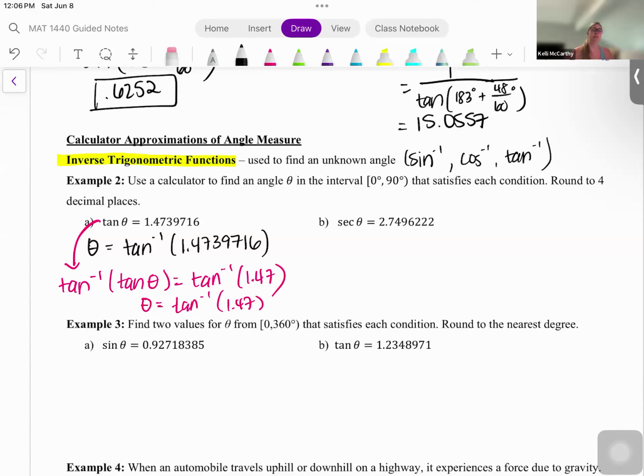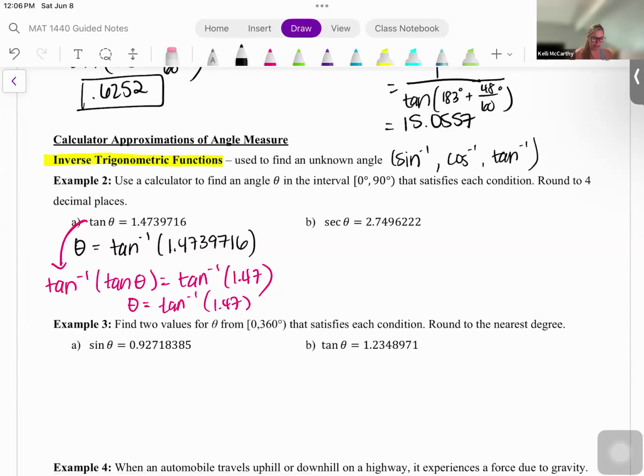So again, let's set up the next one before we shift over to Desmos to see how we would type this into our calculators. Secant theta is 2.749622. Since we don't have a secant function on our calculator or an inverse secant, we're going to transition to cosine. Secant is the same as 1 over cosine. If we were to manipulate this equation to get cosine out of the denominator, we would end up with cosine theta is equal to 1 over 2.749622. And then to solve for theta, we would use inverse cosine.